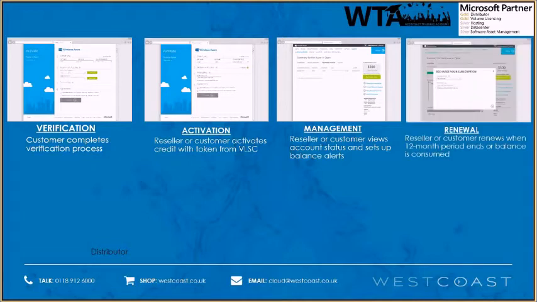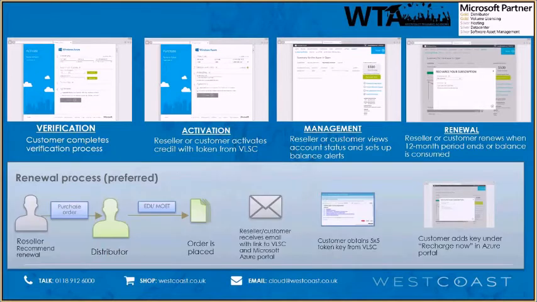And then when it comes around to the 12-month period, or even the 6-month period, or the 3-month period, it depends on how often you want to buy these credits, you just do the exact same process. And that is the model. From you guys to us, order placed on the VLSC, download them, apply them. Nice and simple.